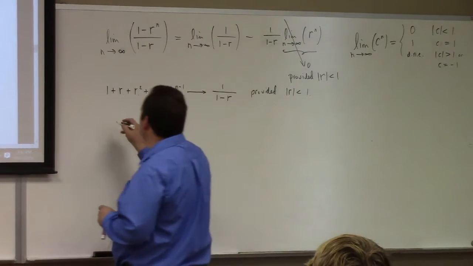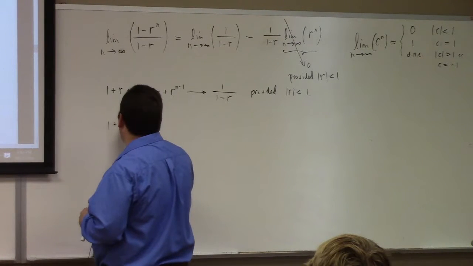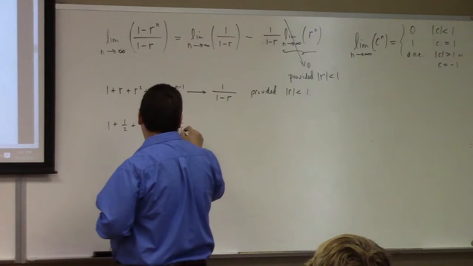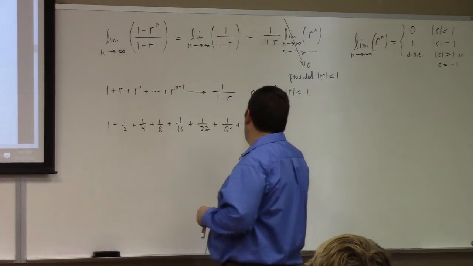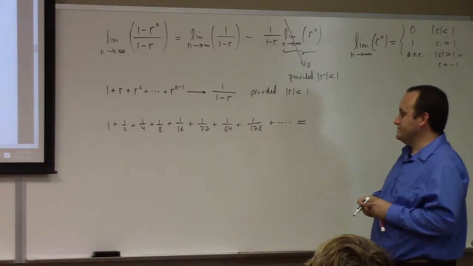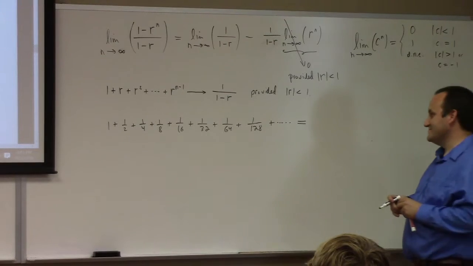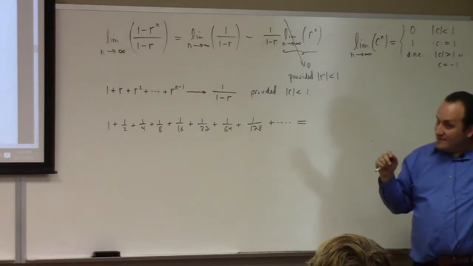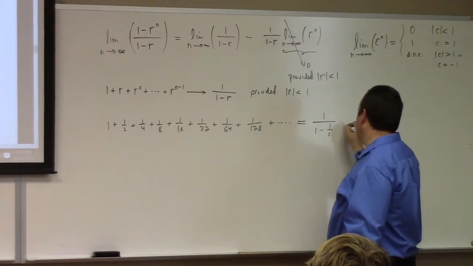This is kind of fun, right? So if you have, for example, 1 plus a half, plus a fourth, plus an eighth, plus a 16th, plus a 32nd, plus a 64th, plus 128th, and so forth and so on forever and ever, what do you get? Not 0. This term goes to 0, that's true, but what's the sum go to? 2, right? 1 over 1 minus 1/2 is 2.